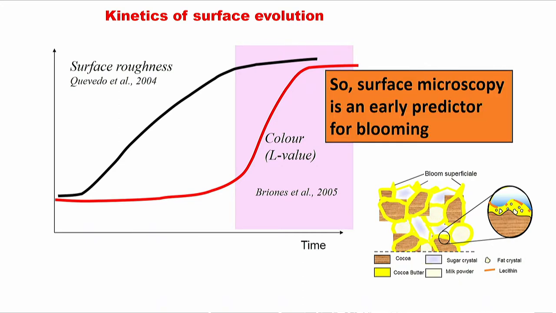So in conclusion, surface microscopy is an early predictor for the blooming. This is related to the fact that you can anticipate what is happening and perhaps vary conditions so that it's not happening so much. It's just an example of where you wouldn't expect surface forces to act, and actually they are acting and dominating the phenomenon.